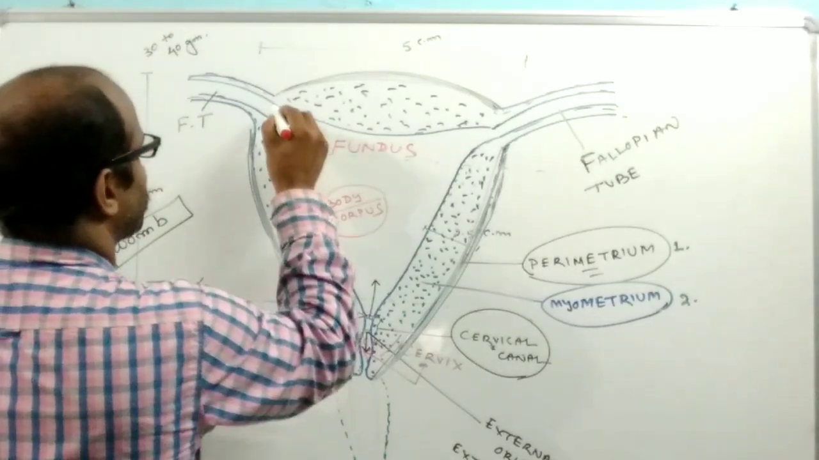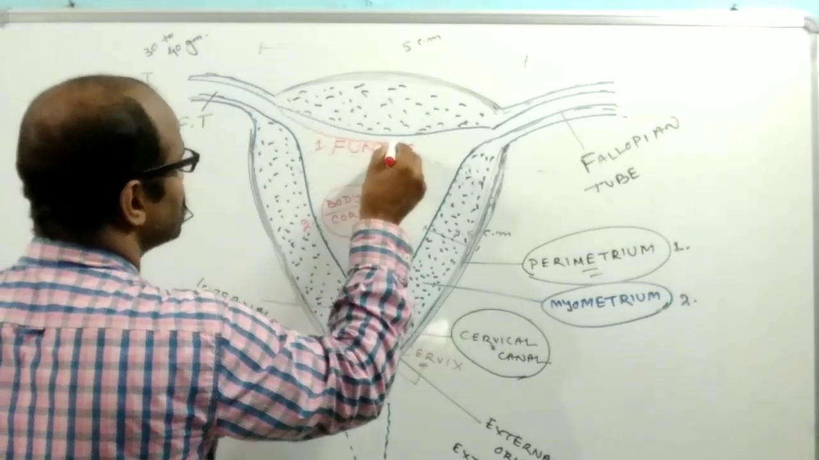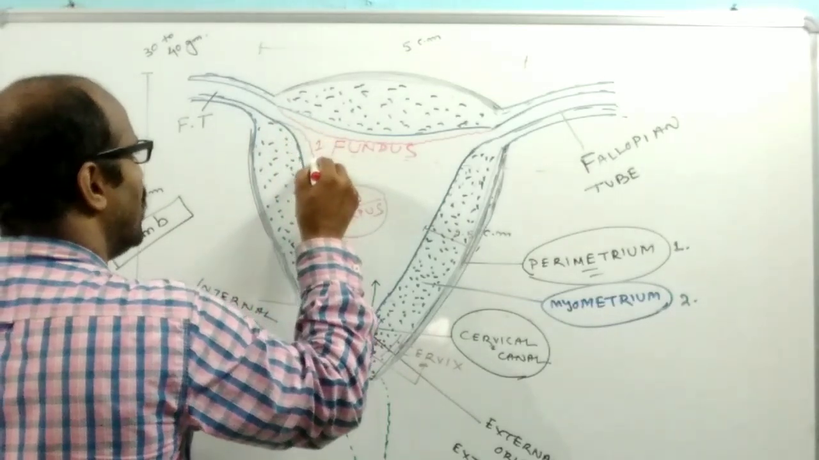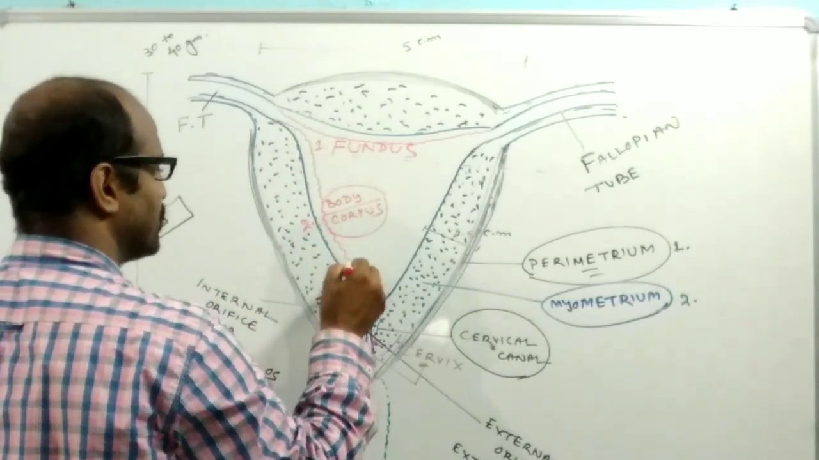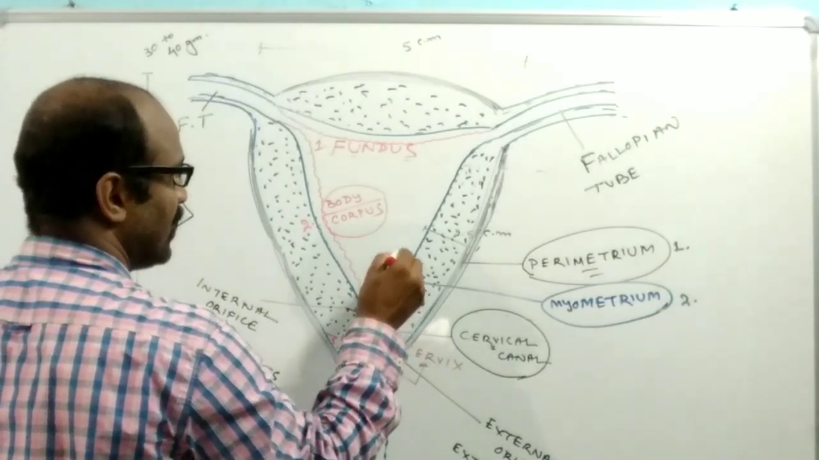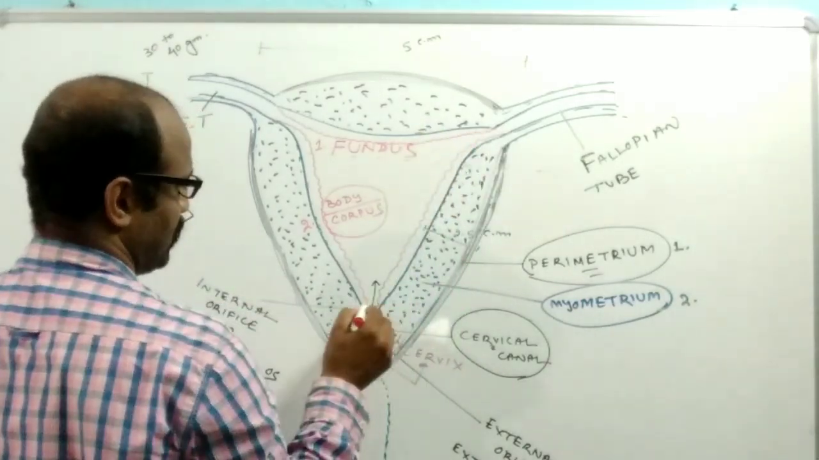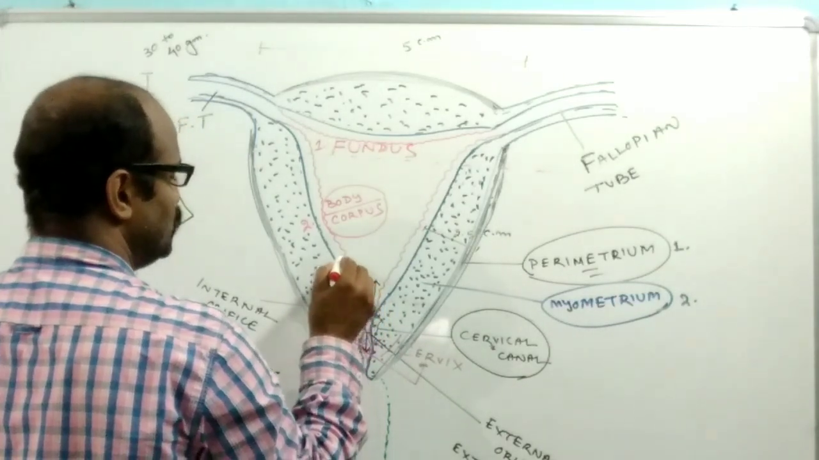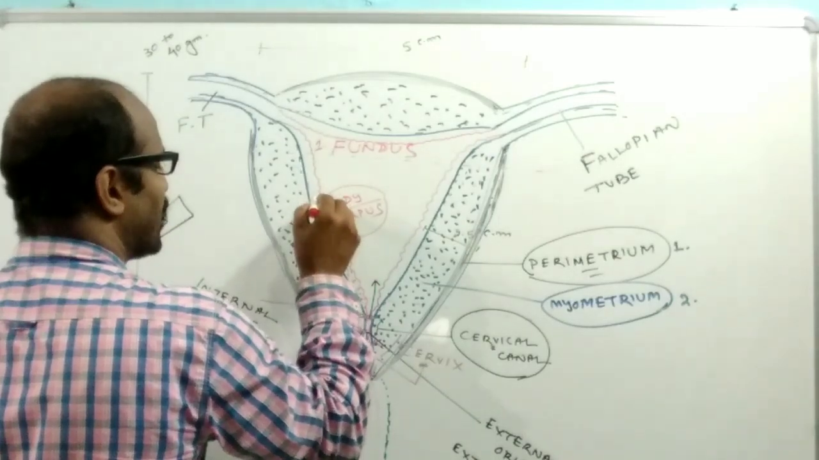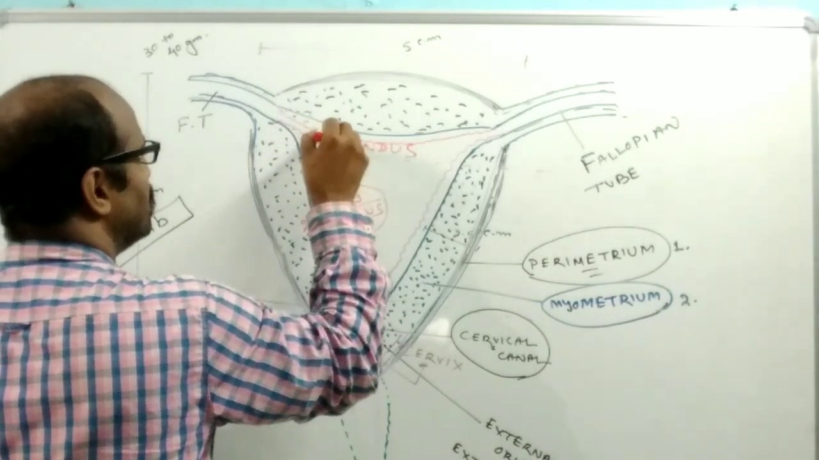And the inner layer of the uterus is very glandular, provided with many glands, and it is very vascular. This inner layer of the uterus is known as the endometrium. So the inner vascular and glandular layer is the endometrium.